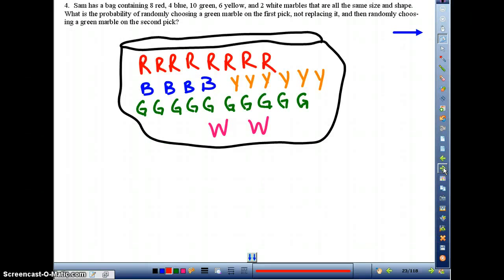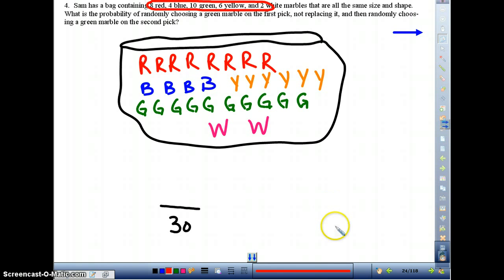Number 4, Sam has a bag containing 8 red, 4 blue, 10 green, 6 yellow, and 2 white marbles that are all the same size and same shape. What is the probability of randomly choosing a green marble on the first pick, not replacing it? Oh, super important. And then randomly choosing a green marble on the second pick. Okay, you got to add them all up first. When you add up all the marbles, you've got 30 marbles in the bag.